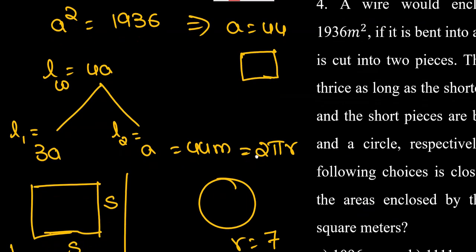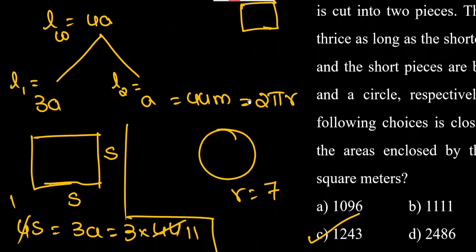Then this is the circle. So 44 equals 2 pi r, and we got the radius as 7. Whereas this 3a must be equal to 4s. Why must it be equal to 4s? That wire should form a square, so the length of the wire must be equal to the perimeter of the square. The square side is s now, the new square. So 4s must be equal to 3a. S will be equal to 33.